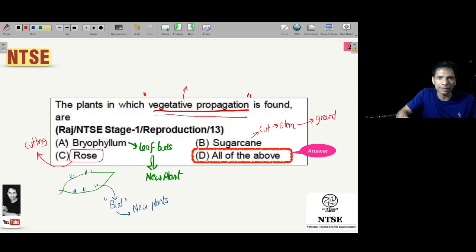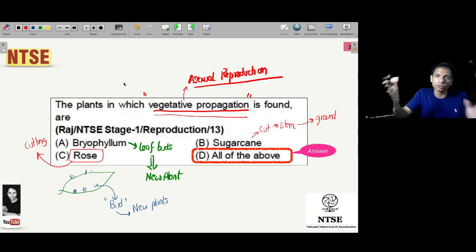That means it's a type of asexual reproduction in plants. Remember that any kind of vegetative propagation is asexual reproduction. That means there is no gametic fusion. Basically, these are clones from the mother plant.